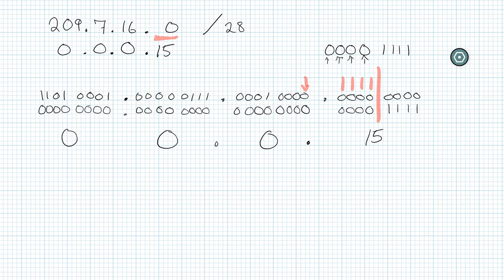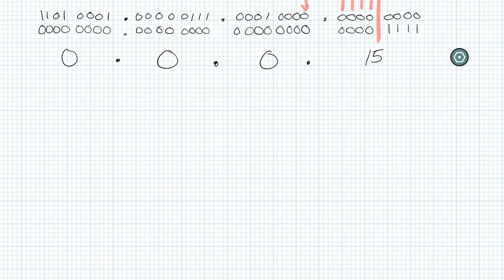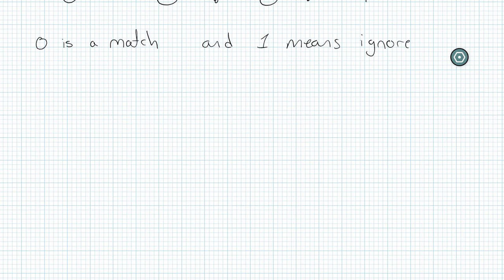This converted to decimal gives us 15. So that's how I got the 0.0.0.15. Okay, so looking at wildcard mask, what we've discovered so far is that 0 is a match, meaning the bits have to be exactly the same, and 1 means ignore, meaning the bits can be anything. We don't care. We're just going to ignore them anyway, so it's irrelevant whether or not they match. So we can use this to get ranges of addresses.